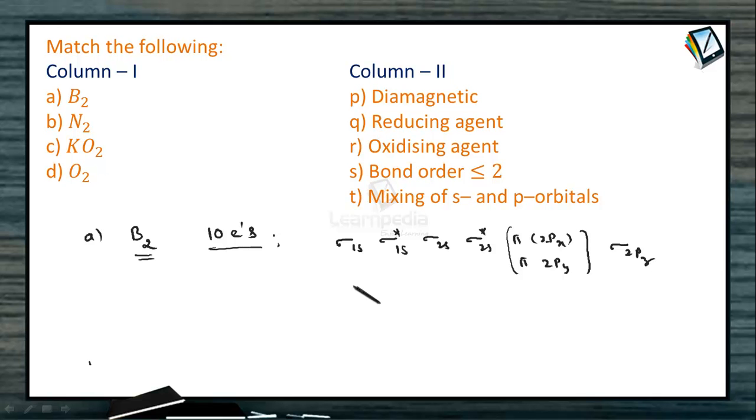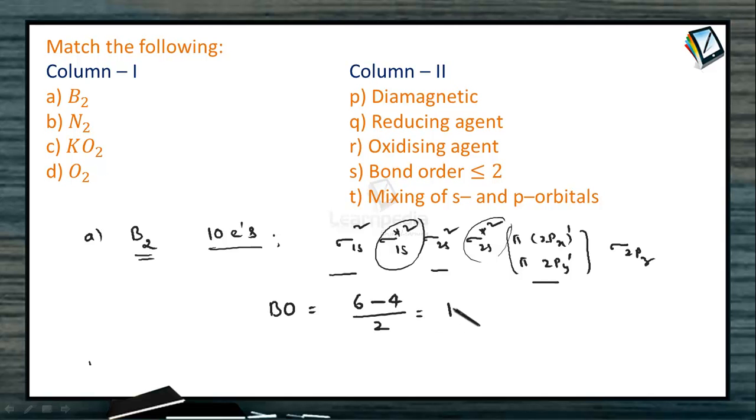So to write the bond order for 10 electrons, we have 2 electrons here, 4, 6, 8 and 1 here and 1 here. So the total number of bonding electrons is 6 and anti-bonding electrons is 4. Therefore the bond order is bonding electrons 6 minus anti-bonding electrons 4, by 2, that is 1. So the bond order is 1, which is less than or equal to 2. So for A, S is correct.